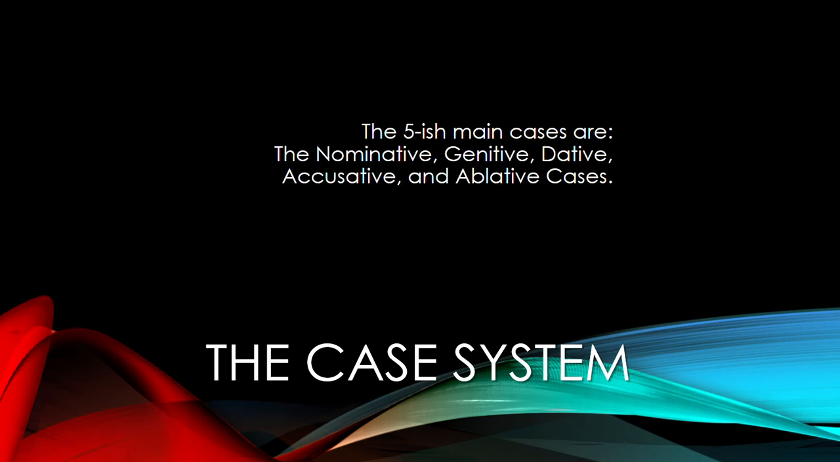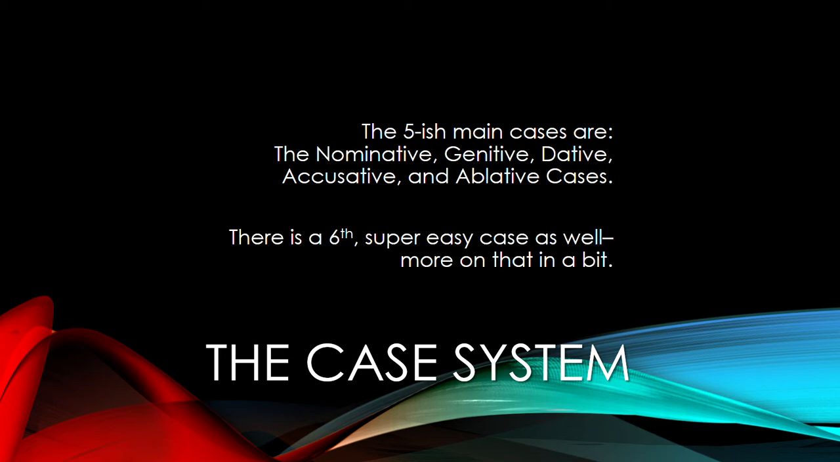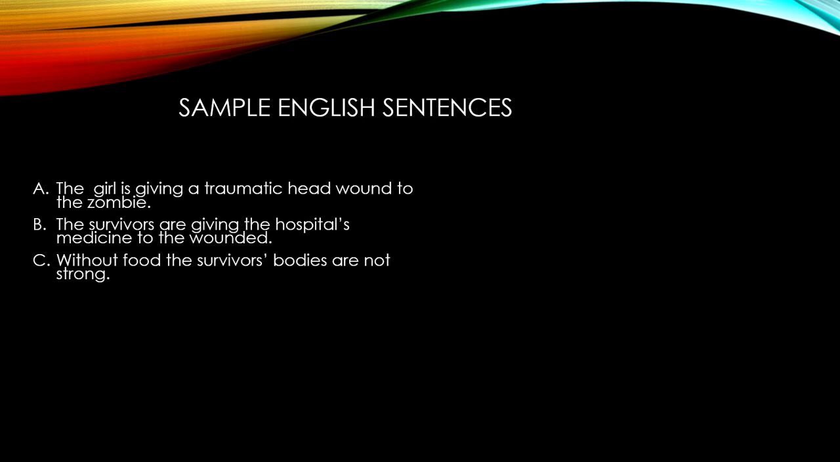The 5 main cases are the nominative, genitive, dative, accusative, and ablative. There is also a 6th case that is not seen as often but is super easy. In the next couple of slides, we will go over what grammatical functions each of these noun cases signify. In order to do this, we will use these 3 sample English sentences.